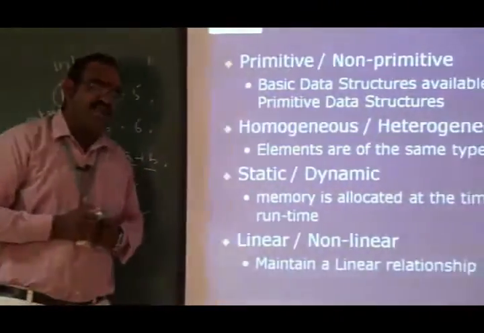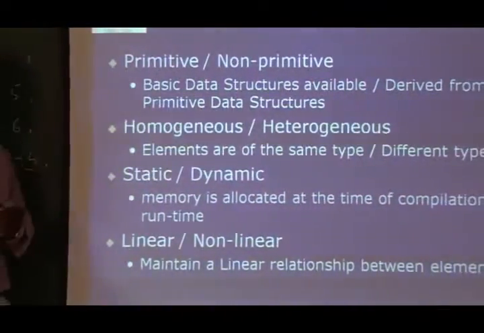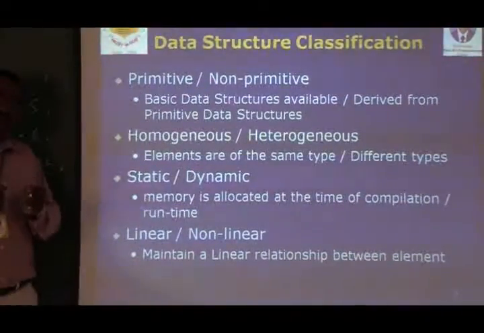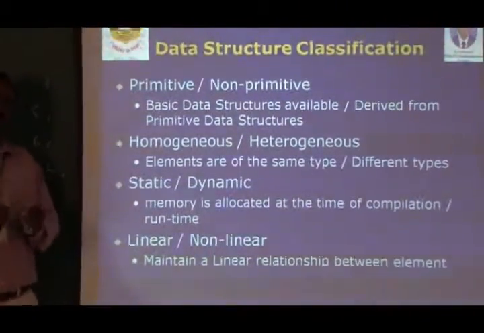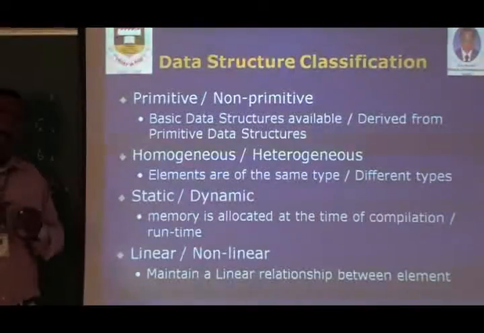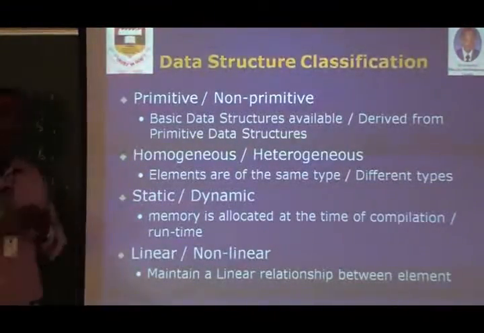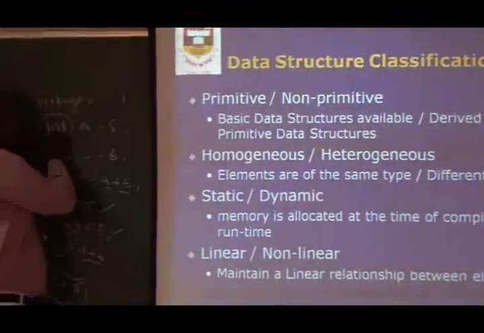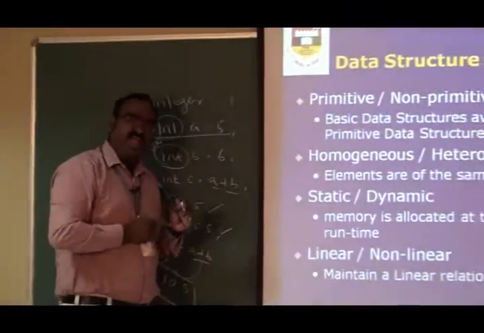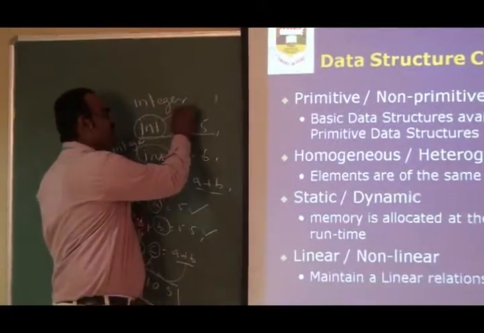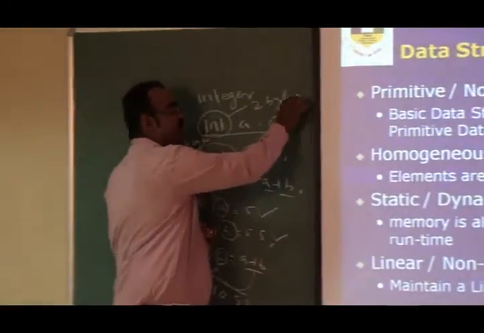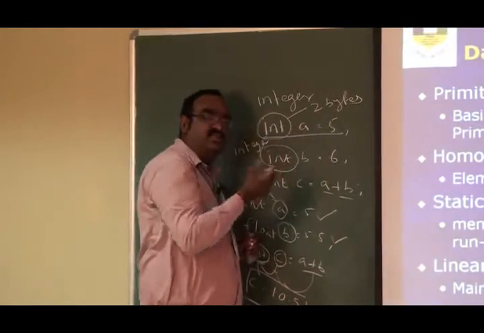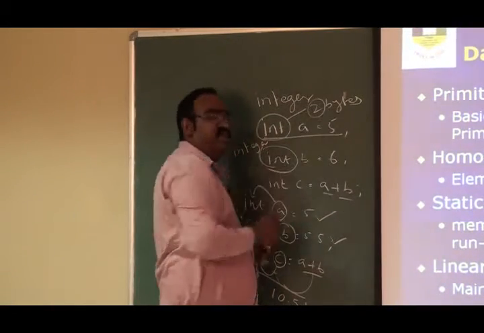Another type of data structure is static and dynamic, which is very important in any programming language like C. When you compile the code, when the compilation is done by the compiler, the memory is allocated for the particular data item. That is done by a static data structure. For example, integer a is equal to 5. Integer values occupy 2 bytes for a.